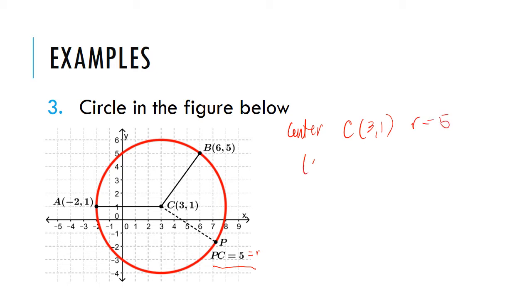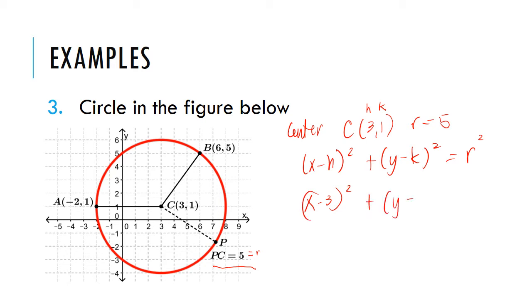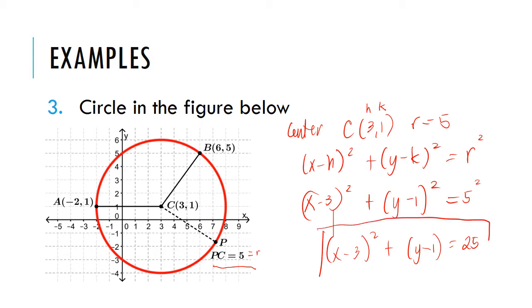So again, direct substitution in the standard equation, where our h is 3 and our k is 1. Therefore, x minus 3 squared plus y minus 1 squared equals 5 squared, or equal to 25. So I'll just rewrite it here. And of course, the graph should look like this.